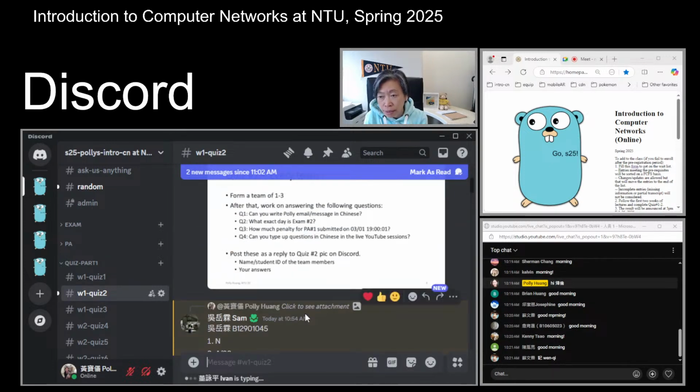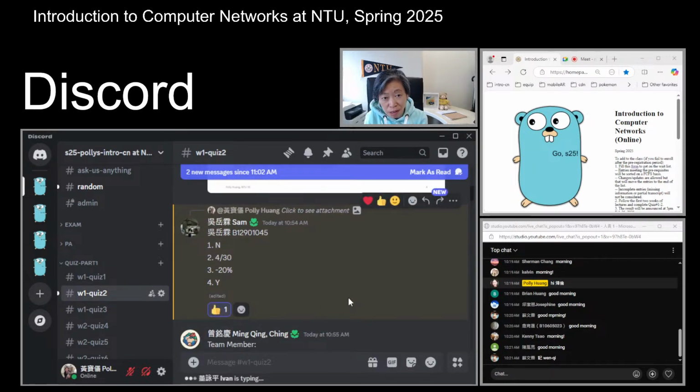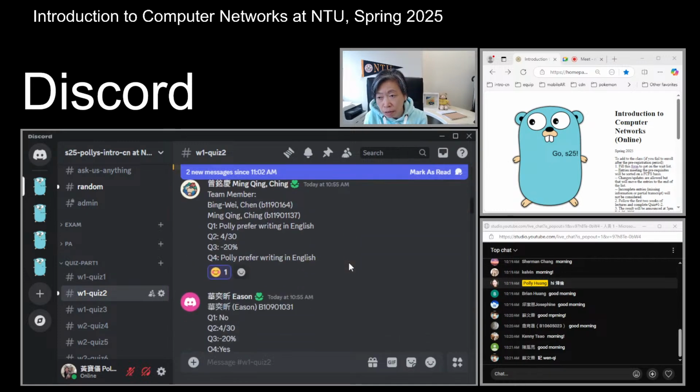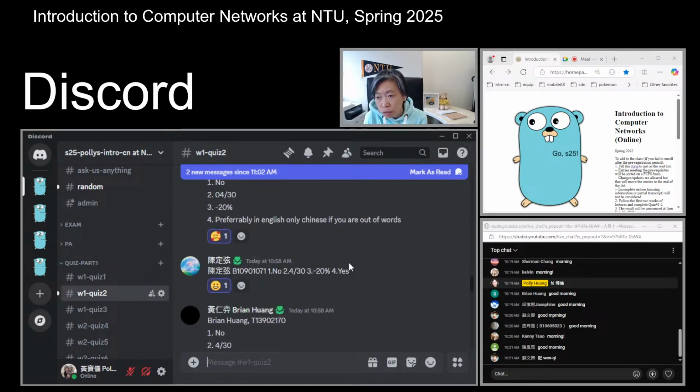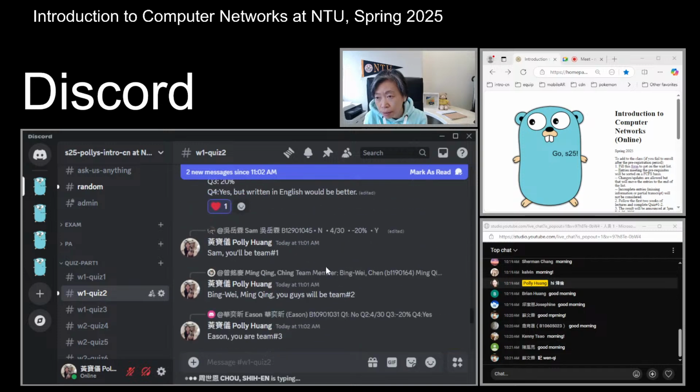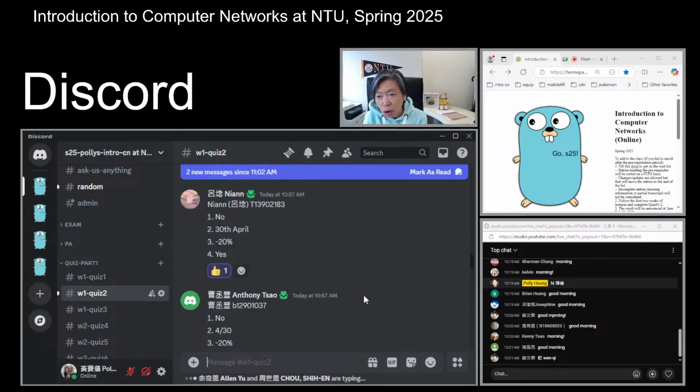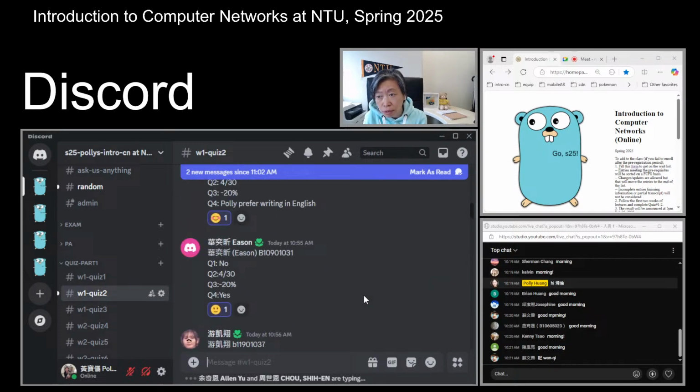I see you deciding to form a one-person team, a two-person team, or a three-person team. For example, in Sam's case, that's a one-person team, and I would reply to that. Because Sam is the first one providing the solutions, you see my reply towards the end: Sam, you are team number 1. And the second group typing up their team composition and answers, you are team number 2. Okay, good.